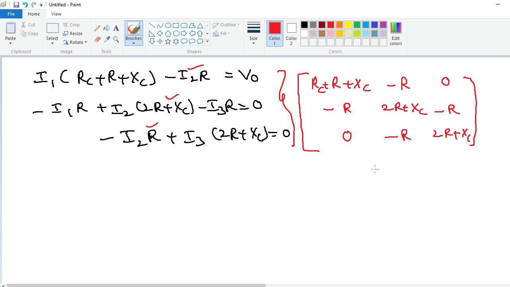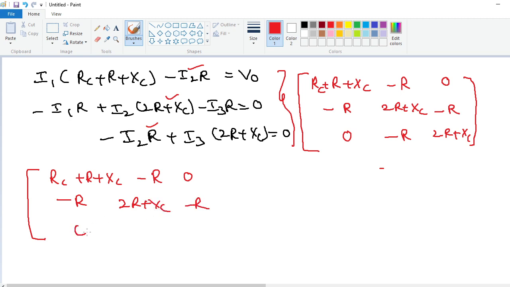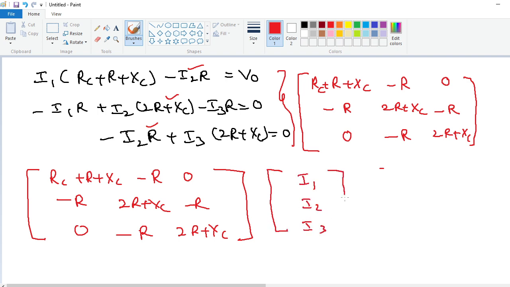Okay. So, into I. So, I will write this matrix in this side. RC plus R plus XC, minus R, 0; minus R, 2R plus XC, minus R; 0, minus R, 2R plus XC, into I1, I2, I3, is equal to V0, 0, 0. So simple process: applying KVL to the three loops.